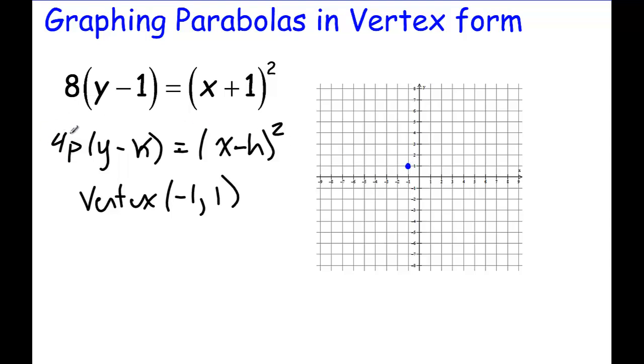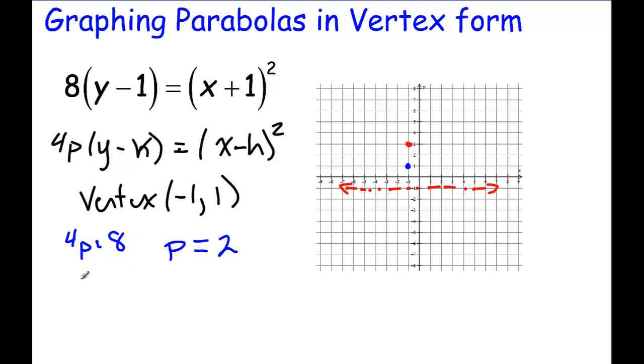And then we have what we call our p-value here. And we say 4p equals 8. So p would equal 2 units. Now that means from here up 2 units we find the focus, and from here down 2 units we find the directrix, which is the line here. Okay, remember we're dealing with the locus definition, which involves both the focus and directrix, like so.